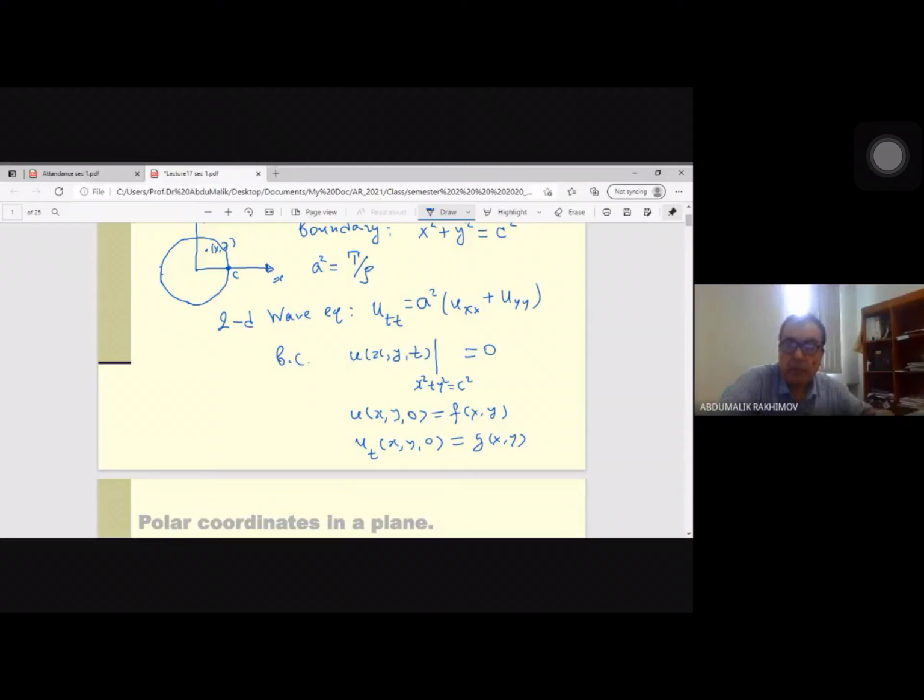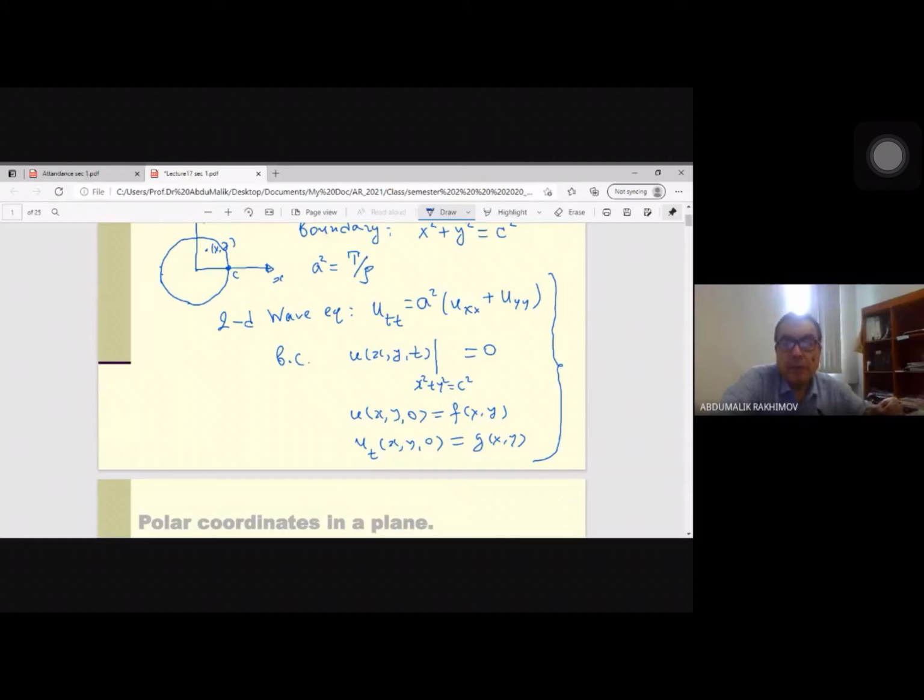So this is actually a problem, and we should call this problem the first boundary value problem, right? Why first? Because the boundary condition has no derivative, right? No derivative. So this is the first boundary value problem.